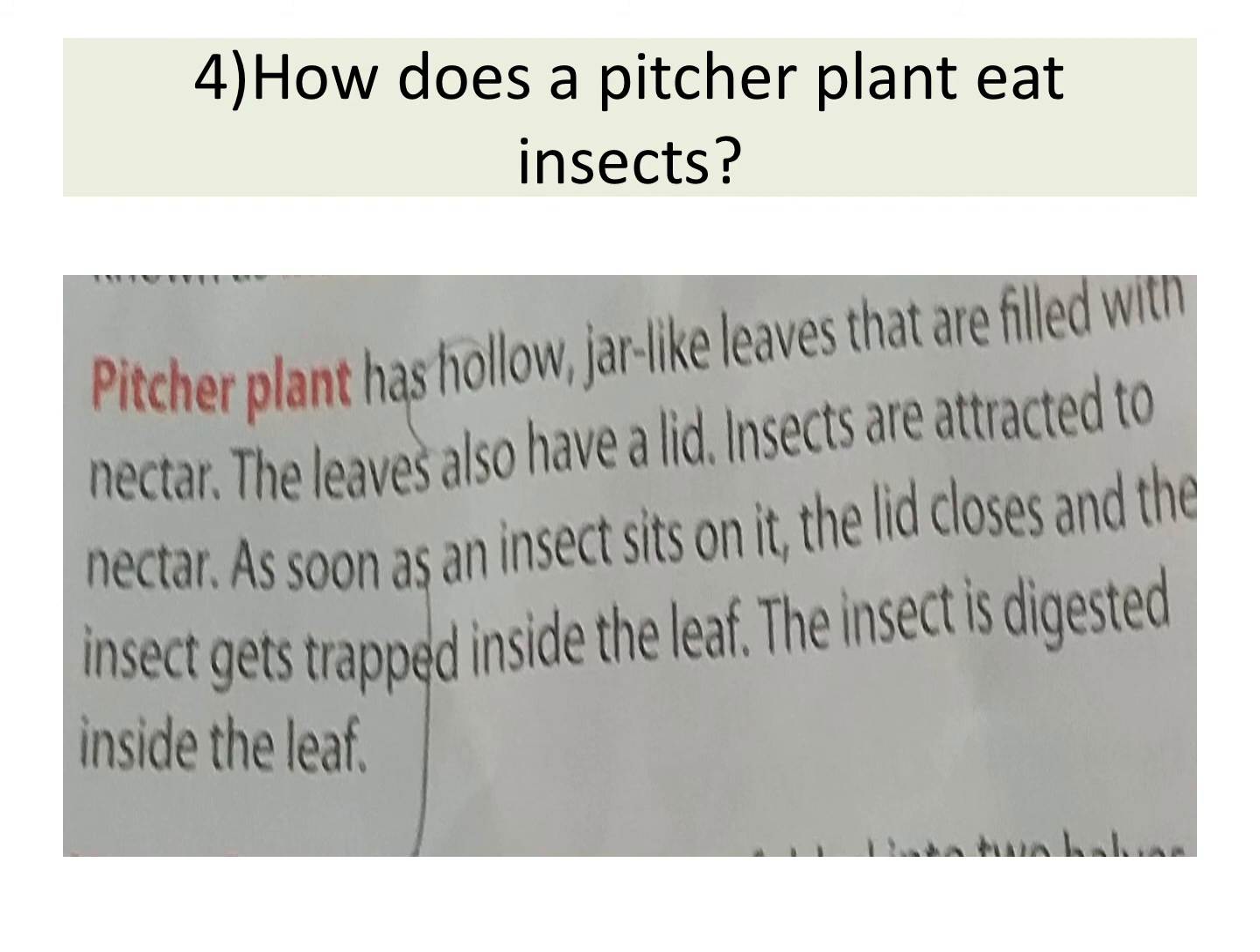Insects are attracted to nectar. Nectar. As soon as an insect sits on it, the lid closes and the insect gets trapped inside the leaf. The insect is digested inside the leaf. Okay, did you write, children? We'll go to the next question.